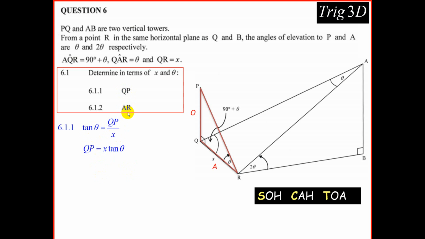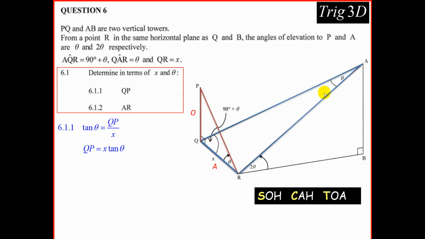Second question is to find AR. Now, in looking at AR, I would have wanted to go into the right angle triangle first, but you'll notice in triangle ARB, we have no sides. So our next focus is to look at triangle ARQ, as we have QR to be x. And we also know that this angle A here is theta. So looking at triangle AQR, what are we going to use here? It's not a right angle triangle. So we're going to try the sine rule.